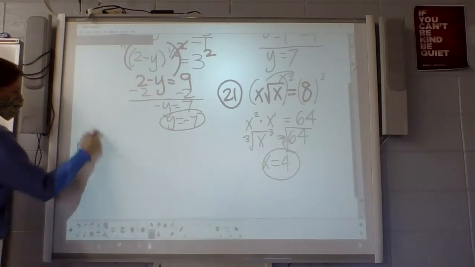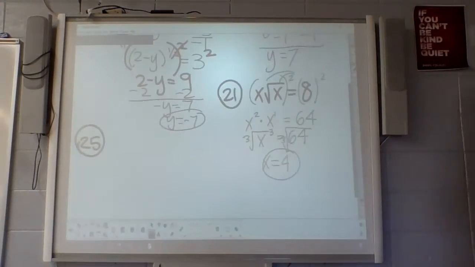25. At first I looked at it and I thought we didn't know how to solve it, but it just takes a little bit more thinking there. So good to know.